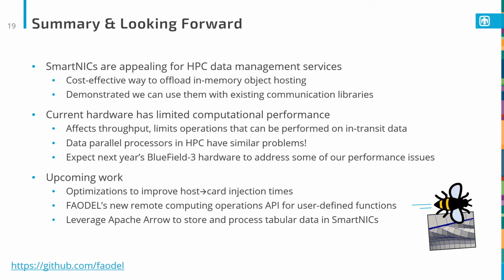Now, looking ahead, we see that there are a number of tasks for us in upcoming work. First, we'll be performing some optimizations to improve our host-to-card injection times by leveraging the locality of the SmartNICs to the host processors. Second, we'll be exploring Fayetteville's new remote computing operations API to allow us to implement user-defined functions that can process in-transit data. And then last, we'll be exploring how to leverage Apache Arrow to store and process tabular data in the SmartNICs. Thanks.